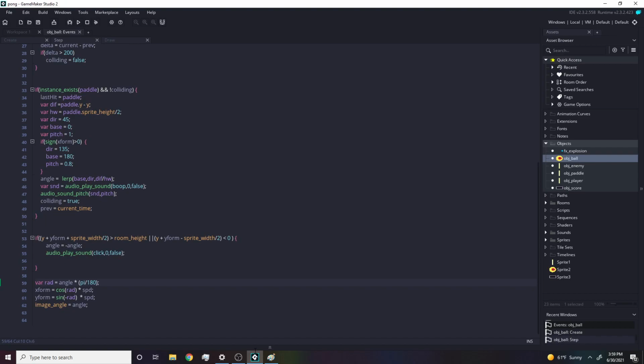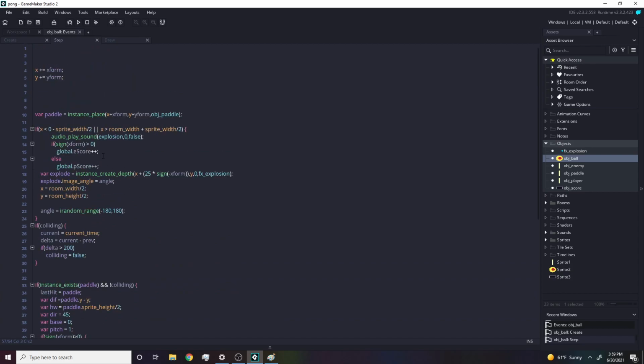So we're converting our angles to radians because that's all that our cosine and sine functions will take. We're figuring out the x transformation and y transformation we have to go. And then we're making our image angle for our ball, the angle that we are moving, so it's always pointed towards the direction we're moving. Great.